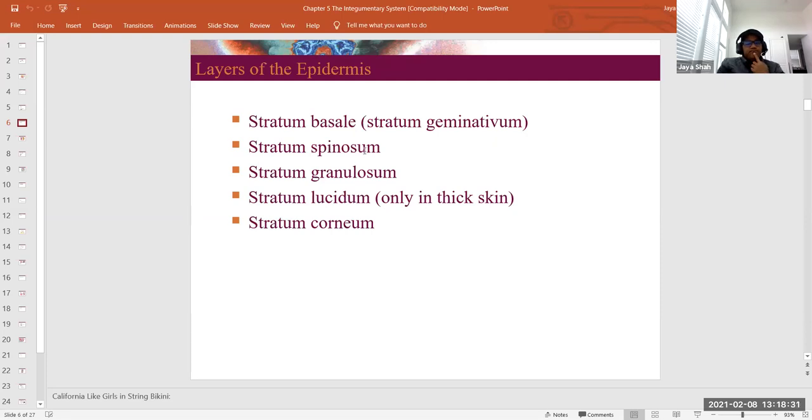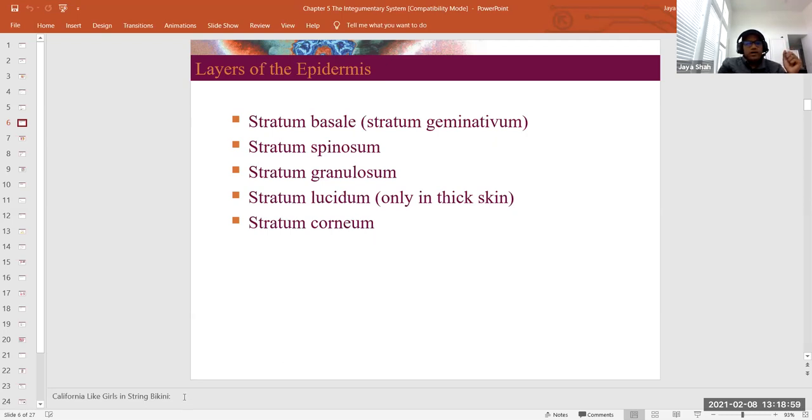So the layers of the epidermis are, from the bottom part, the lower part, the basal part, we call them basal. Stratum is the layer. So stratum basal, stratum germinativum, stratum spinosum, stratum granulosum, stratum lucidum, and stratum corneum. So deeper layer and outermost layer, okay?